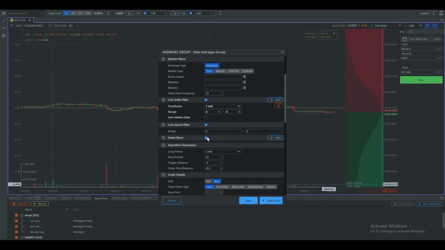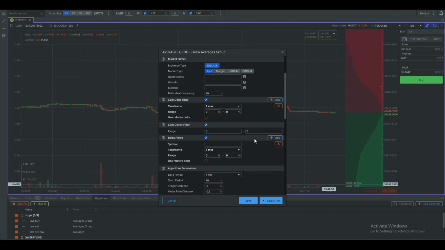Bitcoin delta filter works similarly to the coin delta filter, but only on Bitcoin. It is needed to enter or exit trades when Bitcoin price changes, as most coins follow its movements. Relative deltas are the same as on other coins. Now let's look at the parameters of the algorithm.